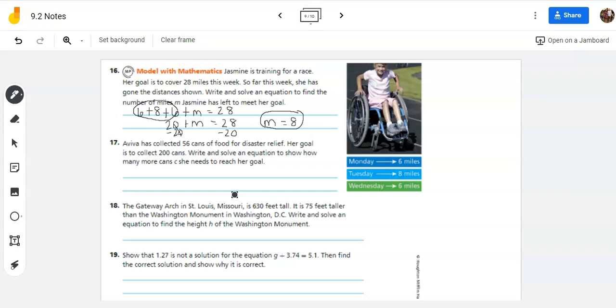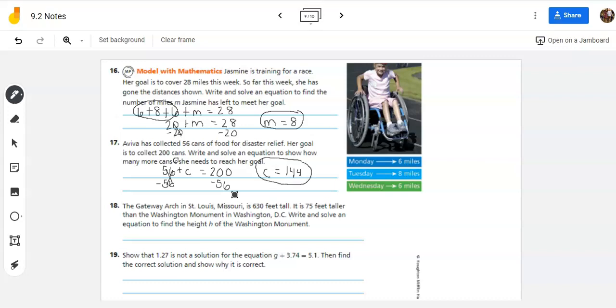Avia, if I said that right, has collected 56 cans of food for disaster relief. Her goal is to collect 200. So her goal is 200. She has already collected 56. And if you look right here, her variable is C. So I need to know how much more she needs. Opposite of adding 56 is subtracting 56. 200 minus 56 is 144. So that is our answer for 17.